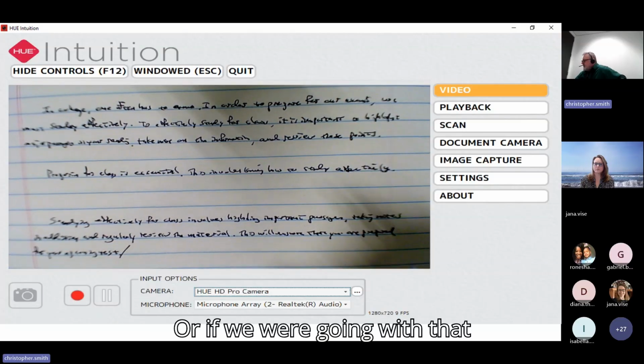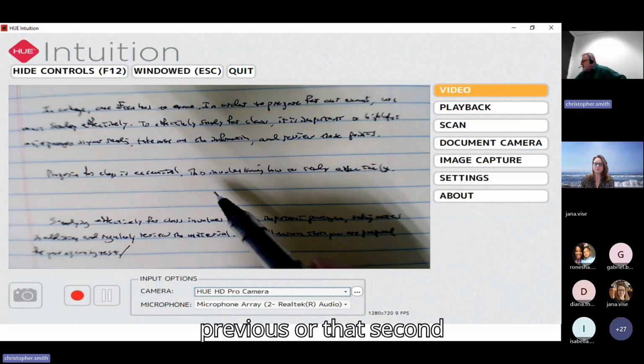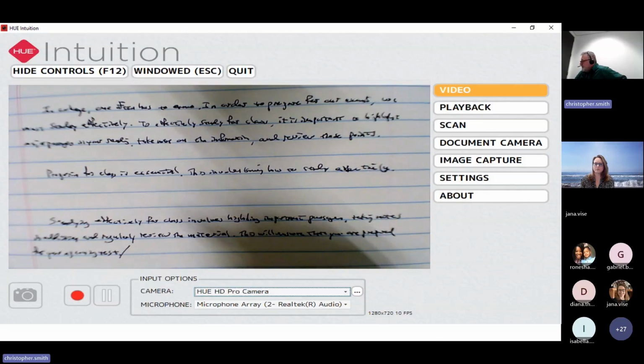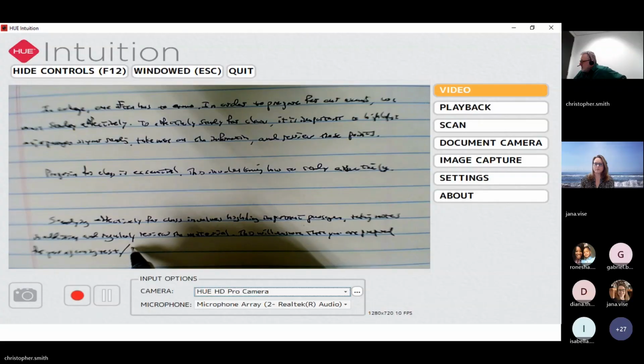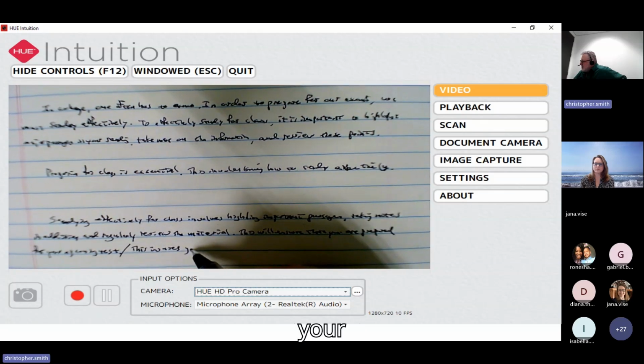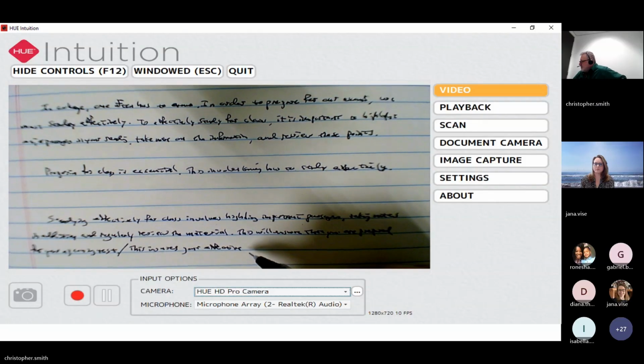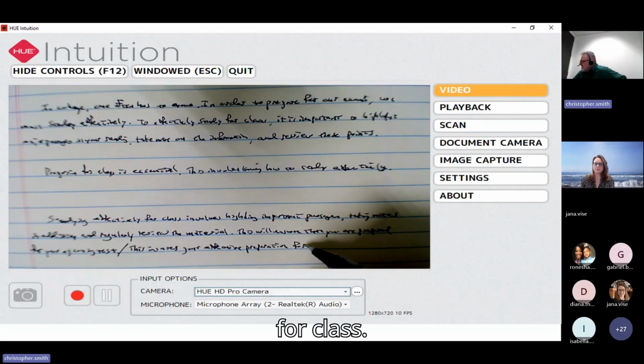Or if we were going with that second example we were given, this ensures your effective preparation for class.